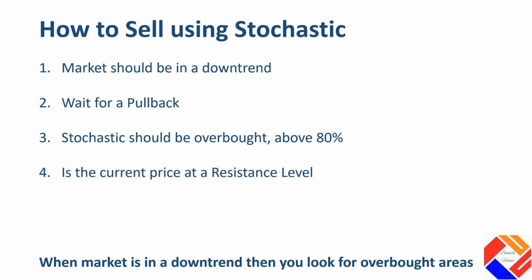If you want to sell a currency or a stock, you should ensure that the market is in a downtrend first. Then you need to wait for a pullback. At that point, you need to check whether the stochastics is in an overbought position, which is above 80%, and check for any previous resistance level at this point. Also, keep in mind that when the market is in a downtrend, you look for overbought areas. Let me show you this with a very clear example of a live chart.